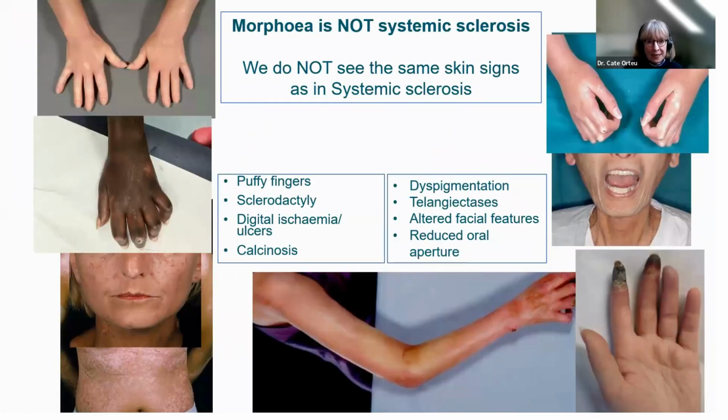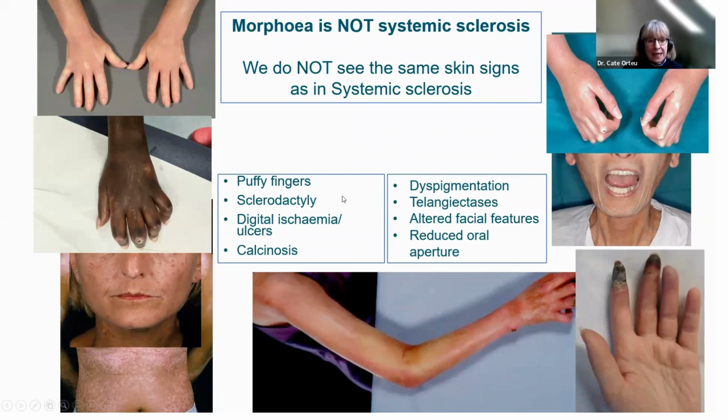But I'm just going to go back a little bit again to systemic sclerosis, and just to say Morphoea is not systemic sclerosis. So we do not see the same skin signs as we do in patients with systemic sclerosis. So these are examples of the skin changes we see in systemic sclerosis, not in Morphoea. So patients can present with puffy fingers as one of their early manifestations, and gradually the skin becomes thickened, tight, bound down and onto the fingers and the backs of the hands, and then this can subsequently extend further up the limbs and onto the trunk.